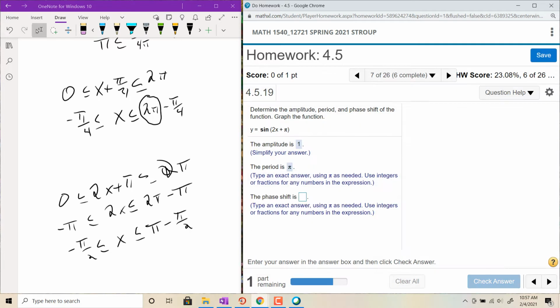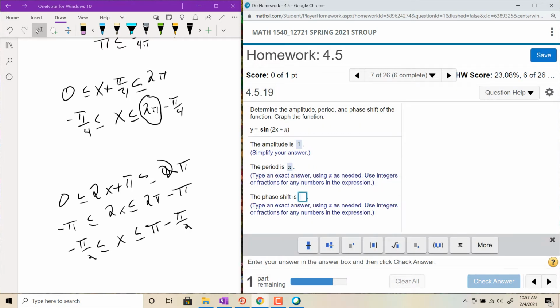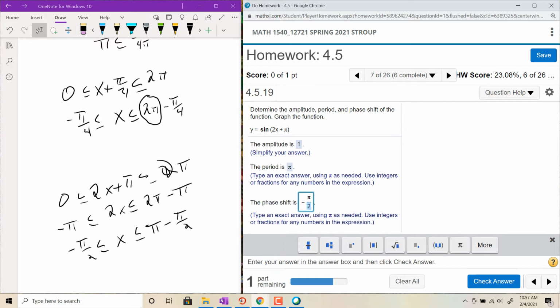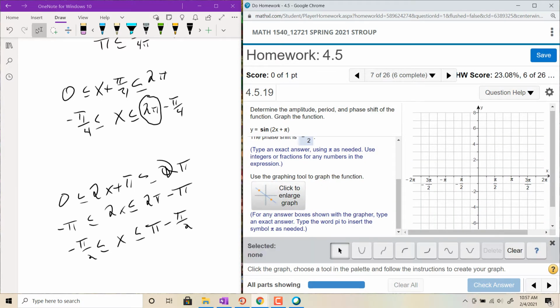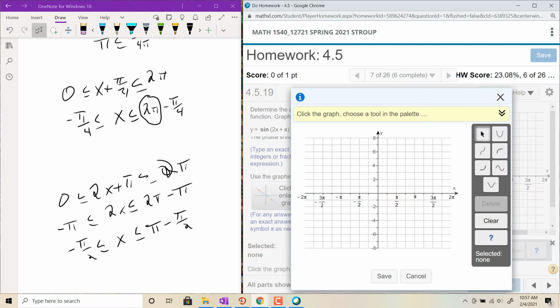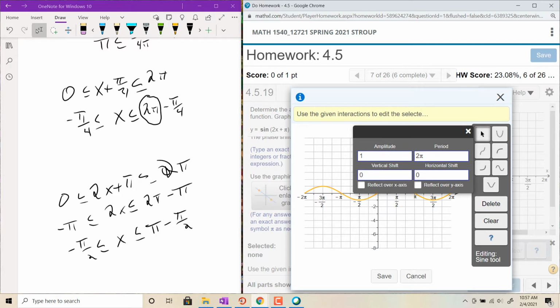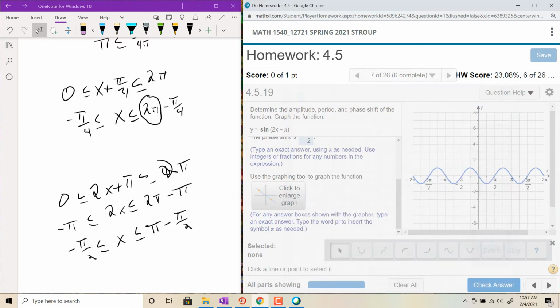You can just type in pi and it automatically turns it into a pi. Phase shift, negative pi over 2, and you could use the division symbol on your keyboard. Okay. And then, yeah, we want to graph this thing. So it's a sine function as usual. Amplitude's 1, period we said was pi. And then you're putting the phase shift in for the horizontal shift, which in this case was negative pi over 2. Save, check answer.